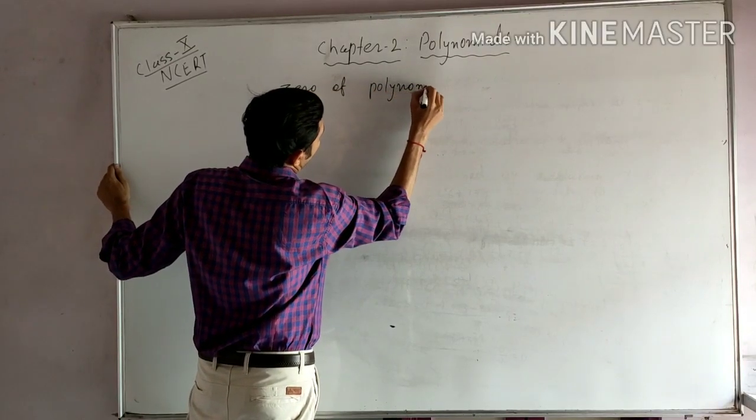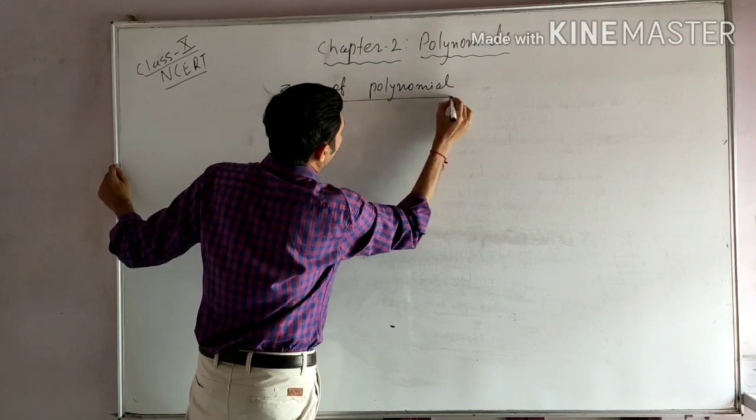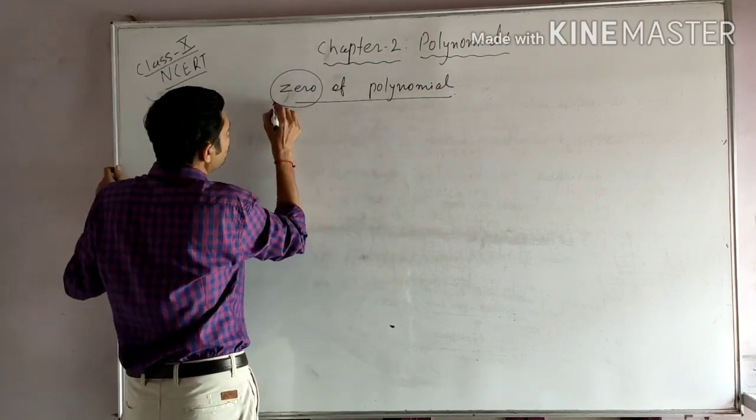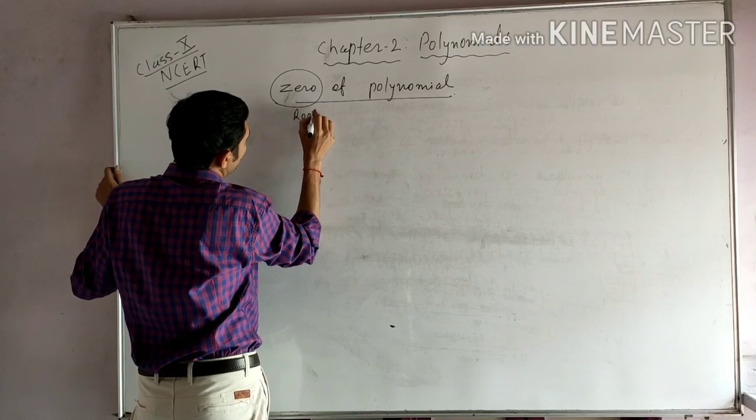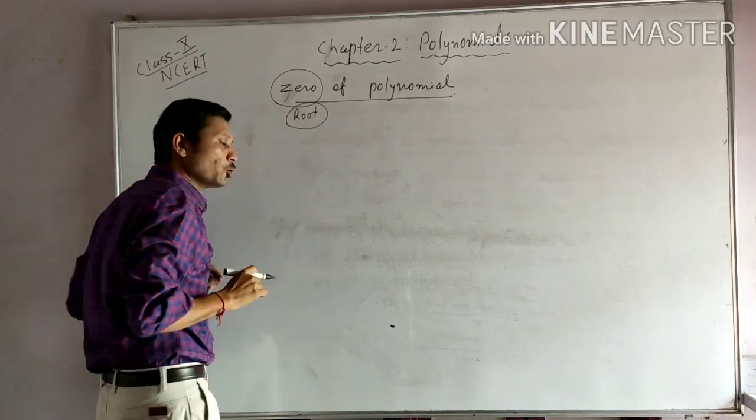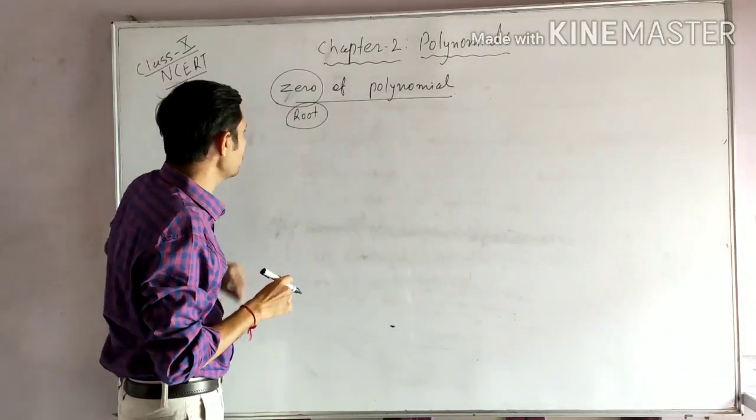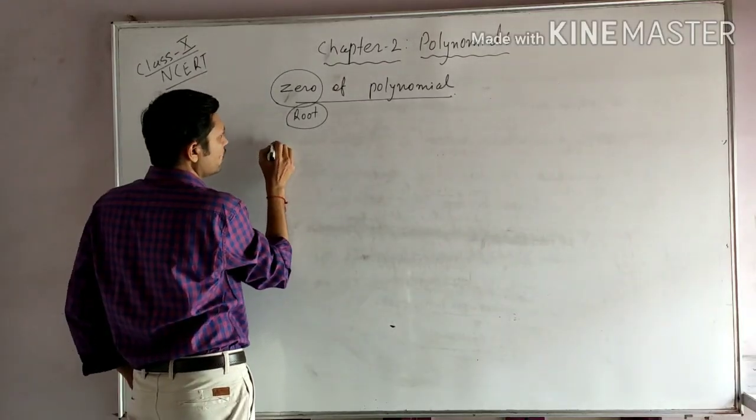Zero of a polynomial. See, it's a zero of a polynomial. Sometimes we use the word root of the polynomial. Both are the words. Okay.